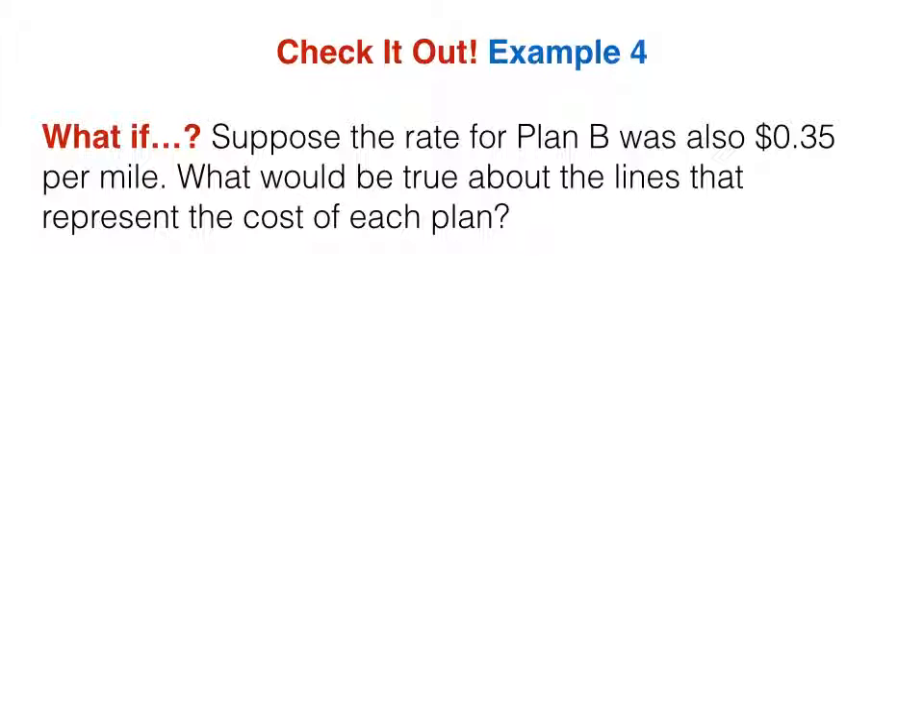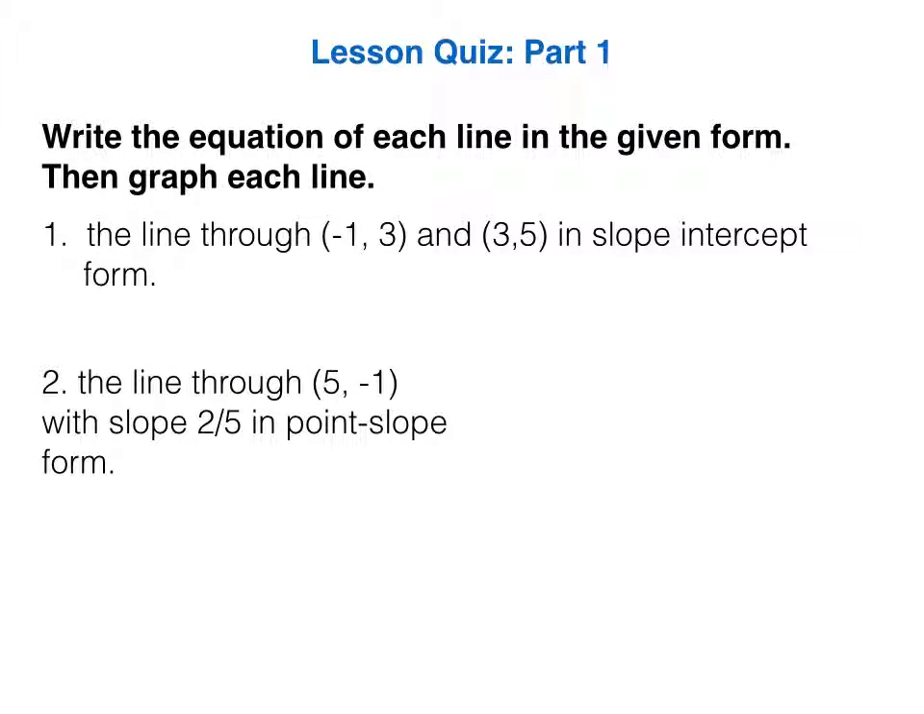What if? Suppose the rate for Plan B was also 35 cents per mile. What would be true about the lines that represent the cost of each plan? The lines would be parallel because they have the same slope. Here's the lesson quiz. Go ahead and write the equation of each line in the given form, then graph each line. Go ahead and pause the video now.